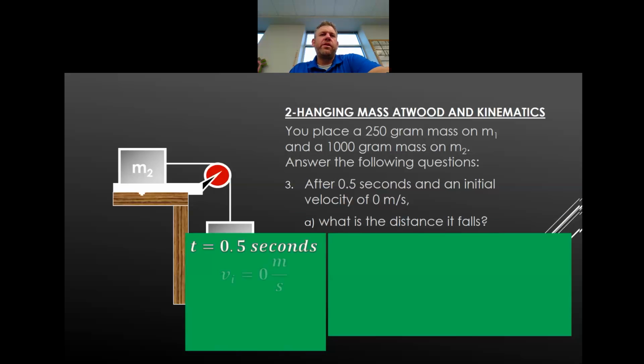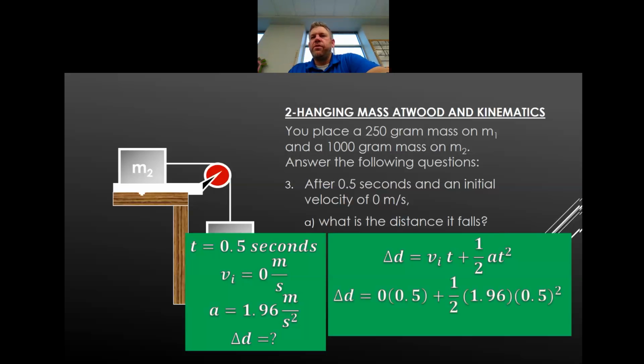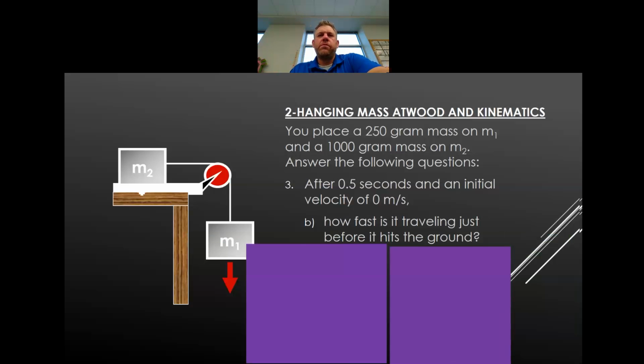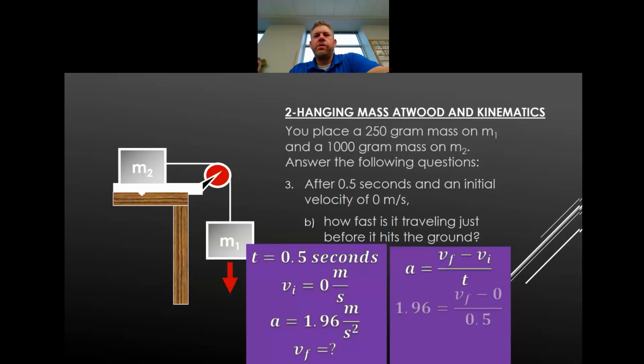All right, the velocity after that, folks, this one's pretty similar to the previous one we just did. Delta D equals VIT plus 1/2 AT squared: 0 times 0.5 plus 1/2 times the acceleration times 0.5 squared. We find this thing should move almost 1/4 of a meter. Velocity again, same thing. We're going to use kinematic 2. 1.96 equals this. We're going to see this thing isn't moving real fast, at 0.98 meters per second.